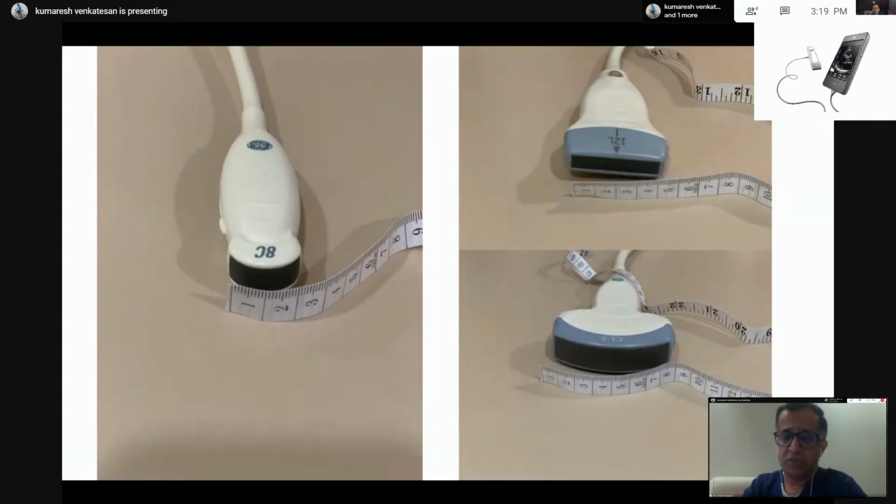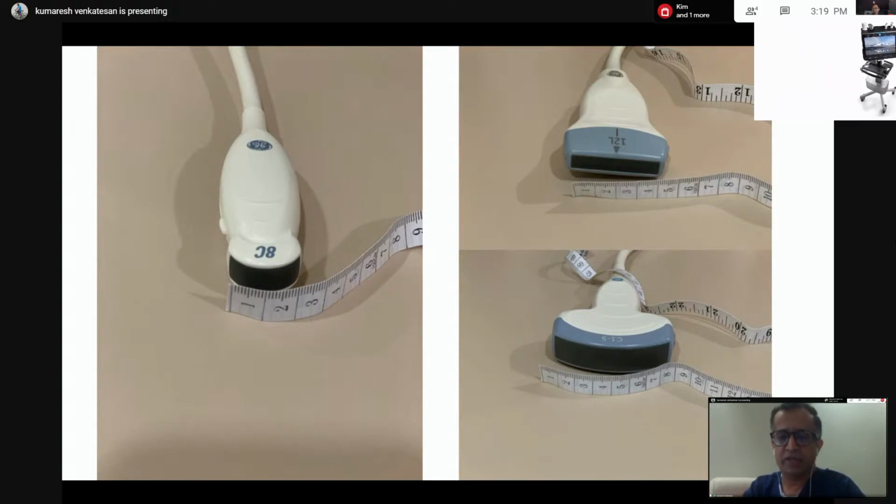The other transducer which I find of great use is the microconvex transducer. As you can see, the footprint of the microconvex transducer is only about half the length of a linear transducer, and that is actually quite useful when you're performing in difficult patients with limited space, either in the neck or other areas. The other advantage with a microconvex probe is it has greater penetration and better resolution to visualize deeper structures.